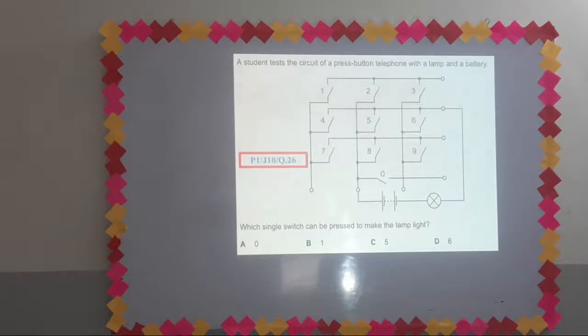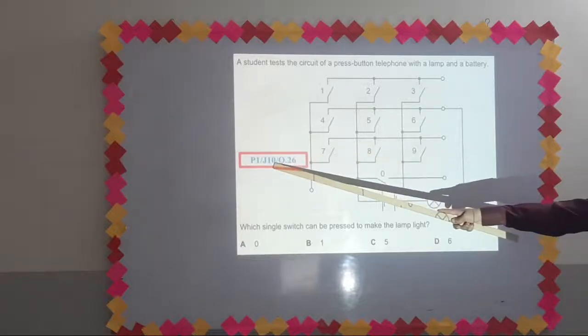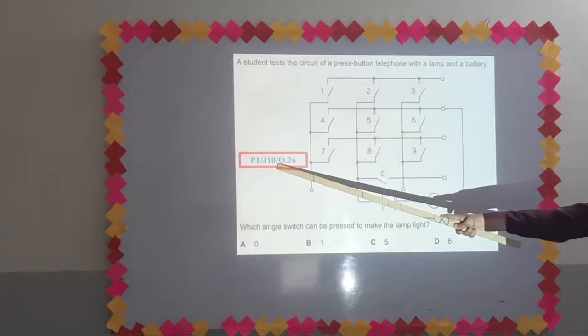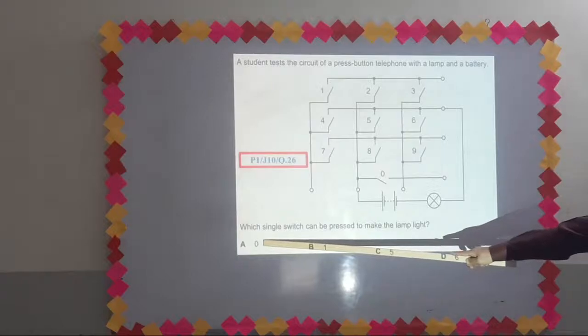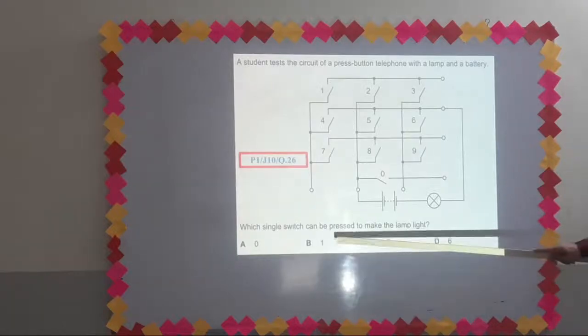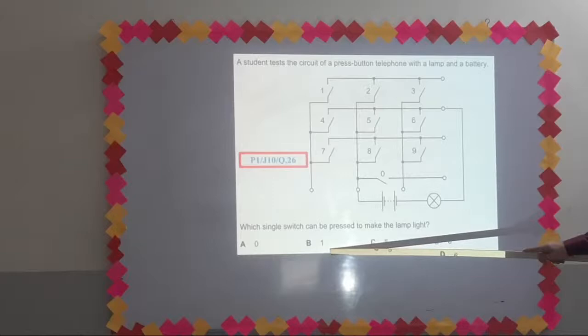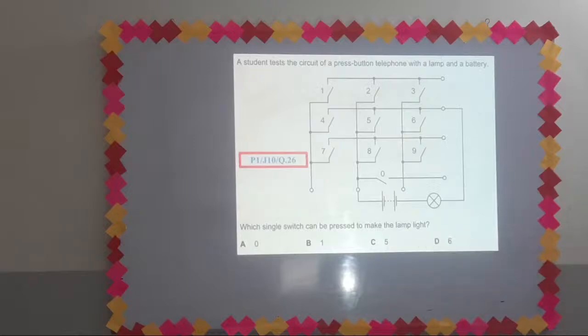Have a look at this figure. Different switches have been shown here. You may look at this question paper from June 2010, and this is question number 26. The question is, what will happen if we close switch 0? What will happen if we close switch 1? What will happen if we close switch number 5 and switch number 6?